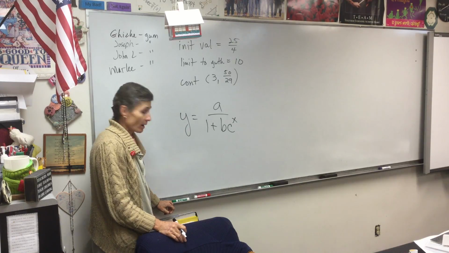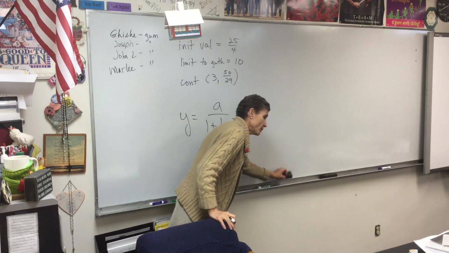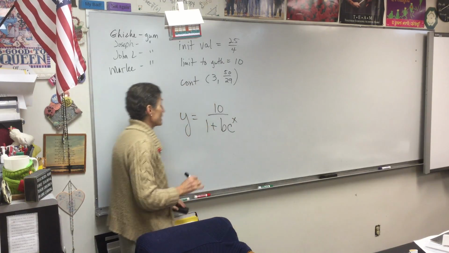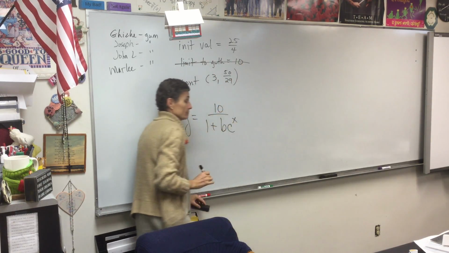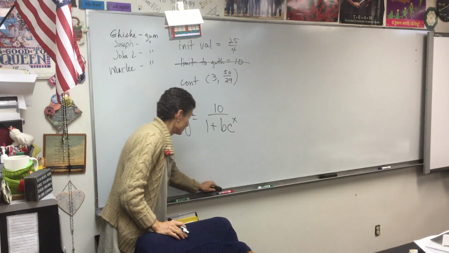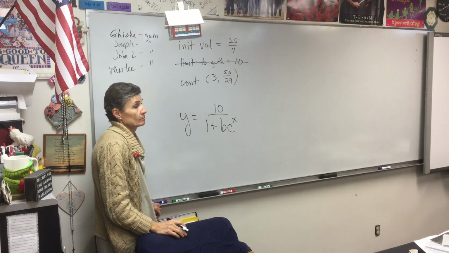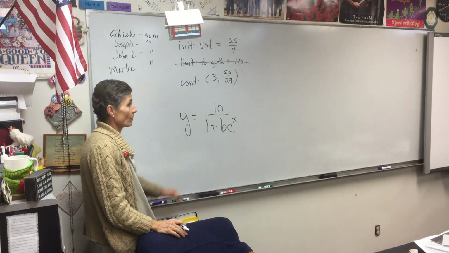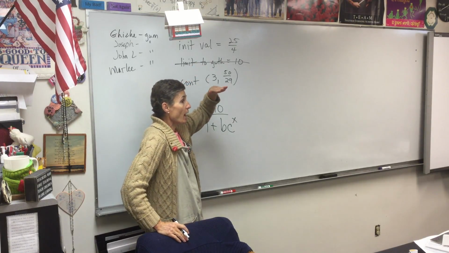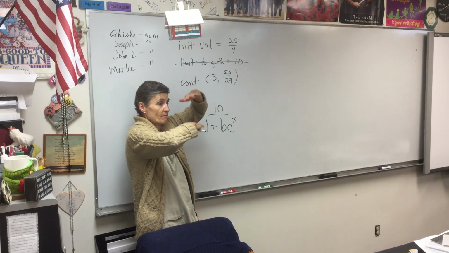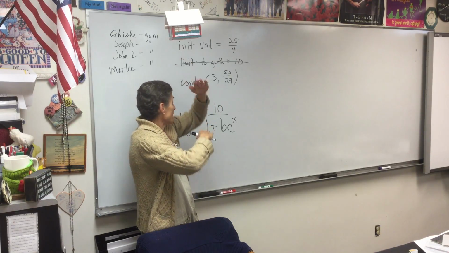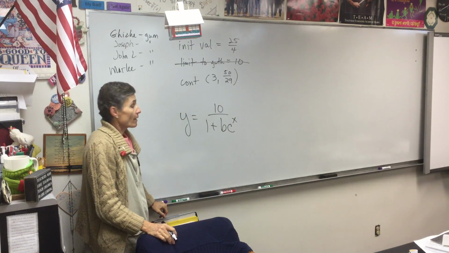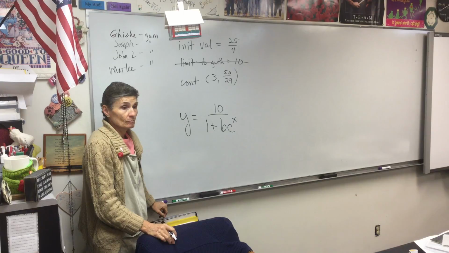So where do I start? Start with the 10. Right from the beginning, there's no work to show. I can just write that as a 10, and this is done. If you were graphing this, which you're not, you would have your top asymptote. Remember, your logistic function has two asymptotes. Your top asymptote would be at 10.